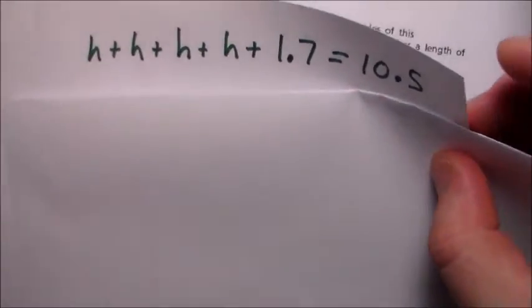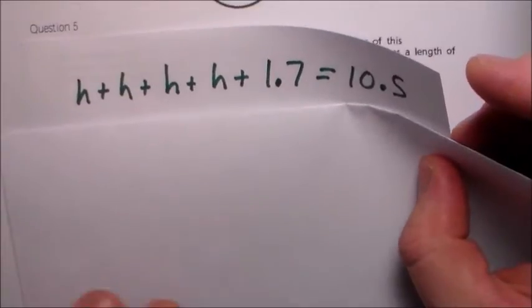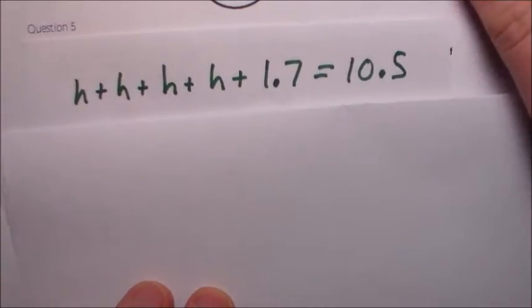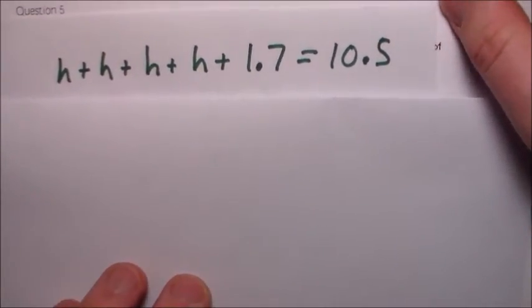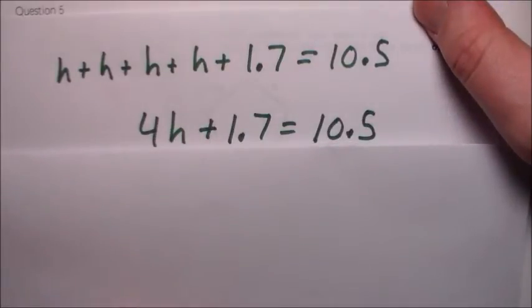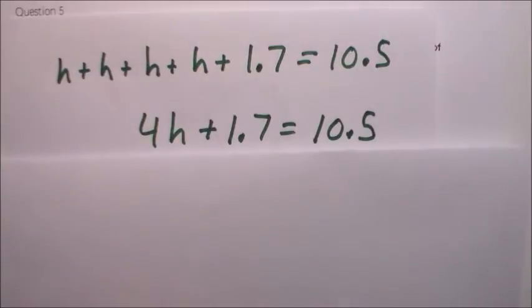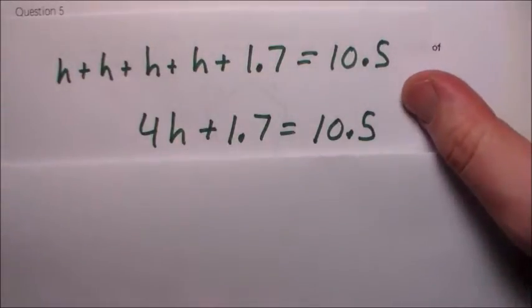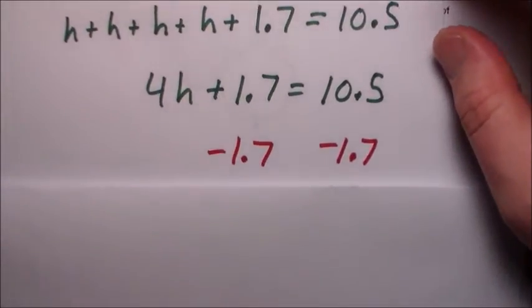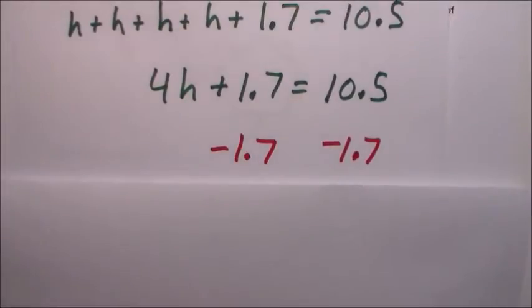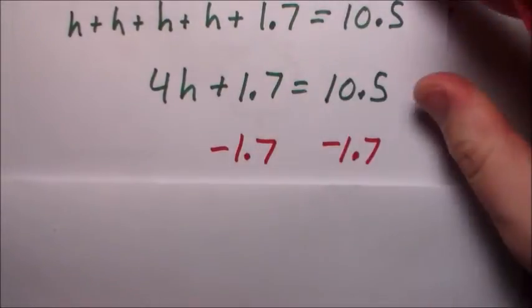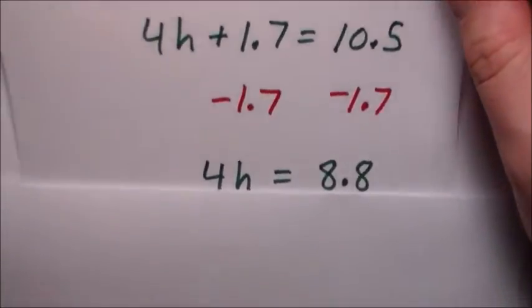So what do we do? Well, let's just add it up. Let's do h plus h plus h plus h plus 1.7 equals 10.5, because that's what we're told in the problem. Add all the h's together. How many h's are there? There's 4h. So that's 4 times h plus 1.7 equals 10.5. Subtract 1.7 from both sides of the equation. That cancels out, and the other side gets us 8.8.